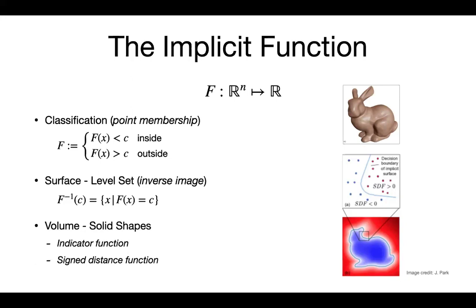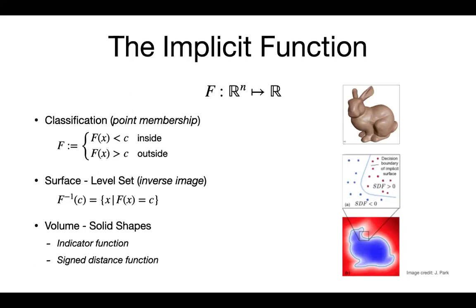But in general, any classification that classifies a point inside and outside is good to represent volumes, solid shapes. And this is important in terms of physics because in the real world, all the objects are solid, right? Even a sheet of paper is solid, very thin but solid. But for some certain processes, we want to consider just the surface.